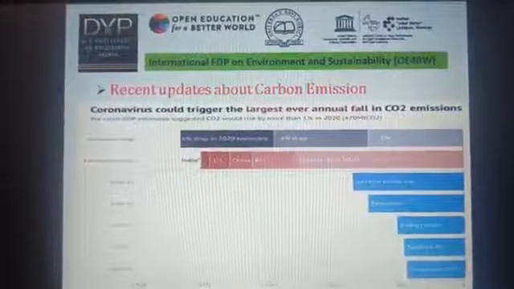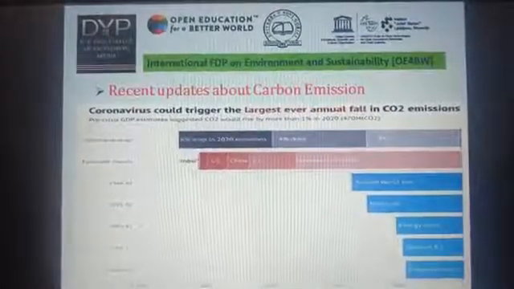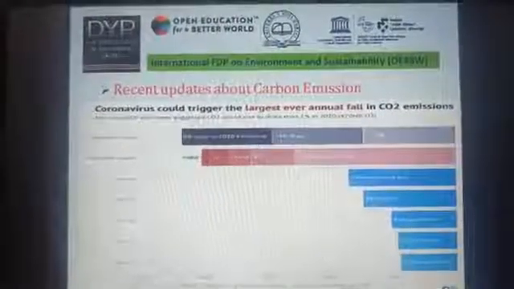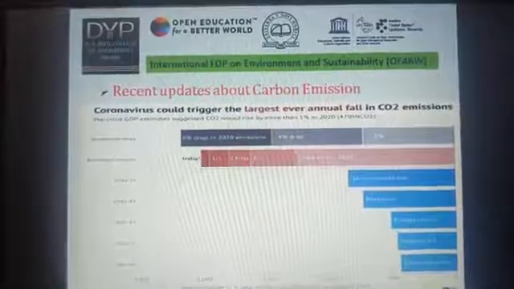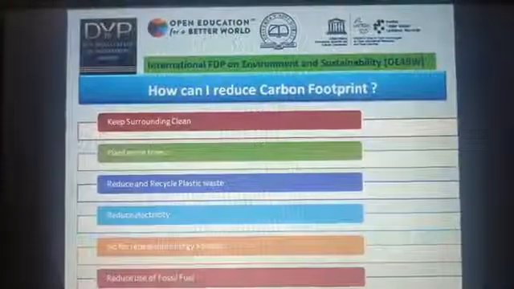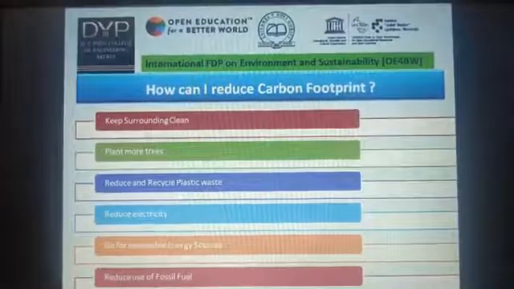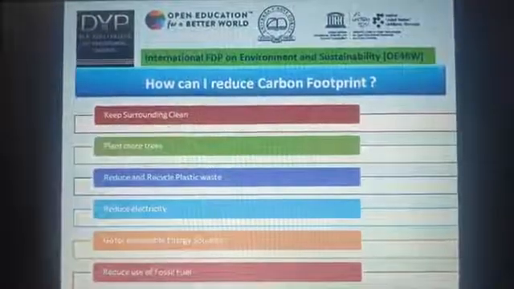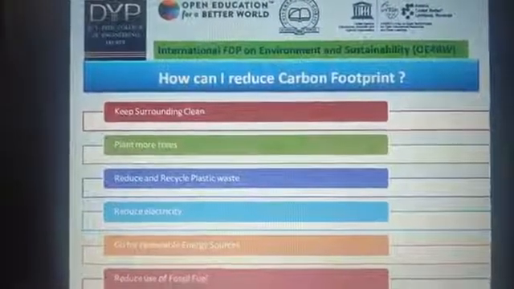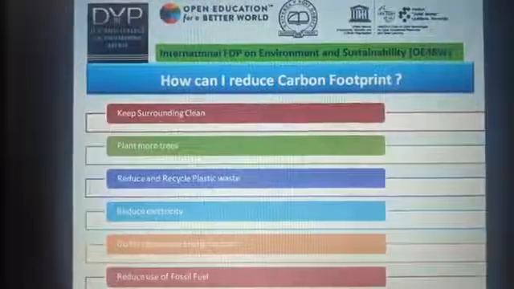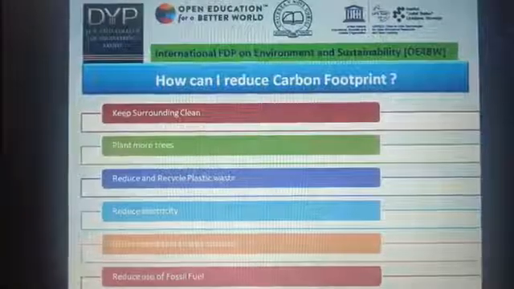Although it is good news for mankind, we would certainly never expect a pandemic to teach us a lesson. So let's be smart, let's be eco-friendly for the bright future of the next generation. We certainly have to reduce carbon footprint. Now, how can an individual do that? We can do it with simple measures. Keep your surroundings clean. Plant more trees. Reduce and recycle plastic waste. Reduce electricity use. Go for renewable energy sources such as solar, wind technology, CFL, etc. Reduce use of fossil fuel.